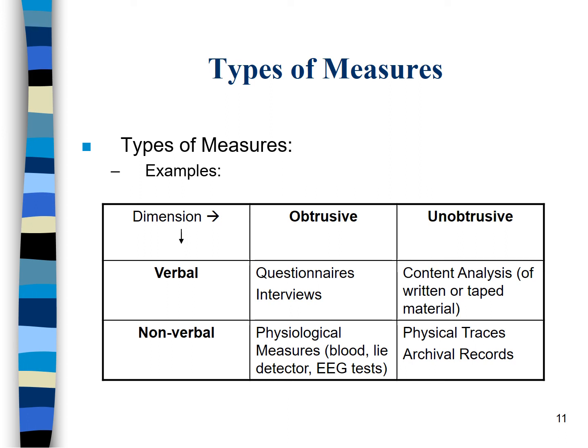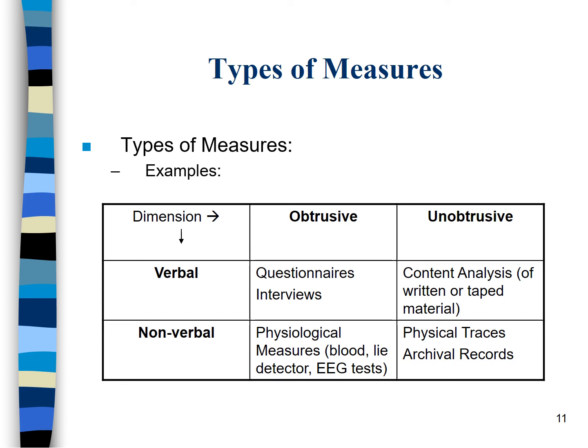So an example of research data collection approaches that would be verbal and obtrusive would be things like questionnaires, interviews, and surveys, right? It's verbal, we're collecting either written word or spoken word from people, and the individuals, the subjects, know that the data is being collected from them.